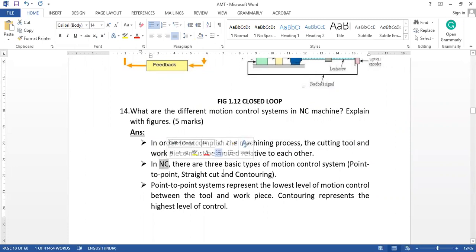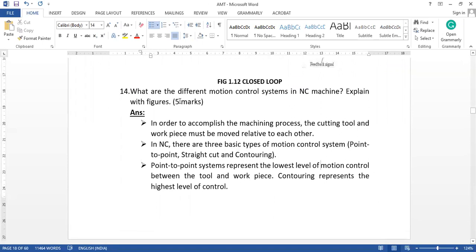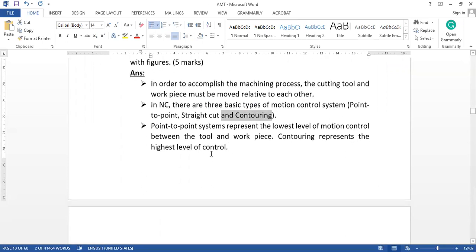So in numerical control, there are three basic types of motion. The three basic types of motions are PTP motion, straight cut motion, and contouring motion. Point to point motion, straight cut motion, and contouring motion. These are the three different motion control systems in an NC machine: PTP, straight cut, and contouring.